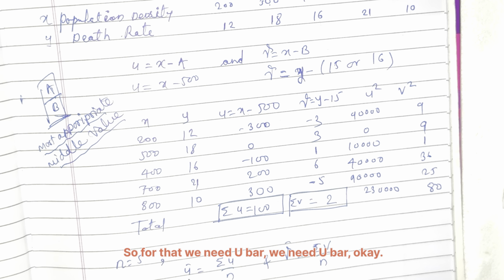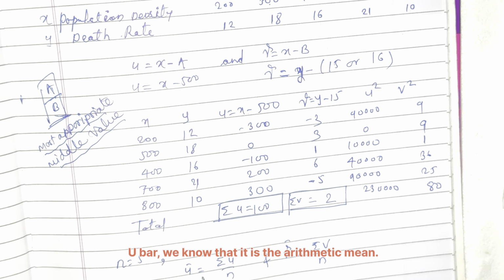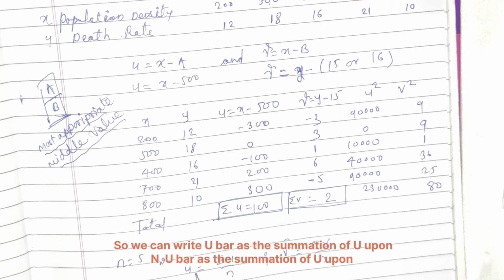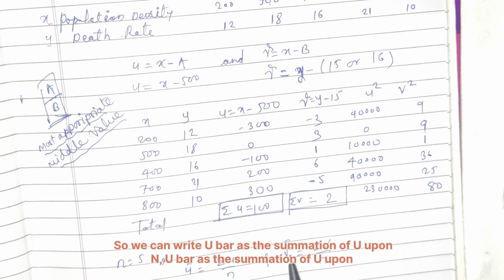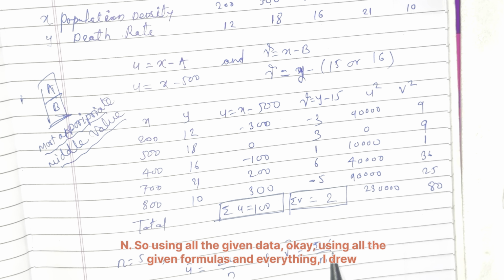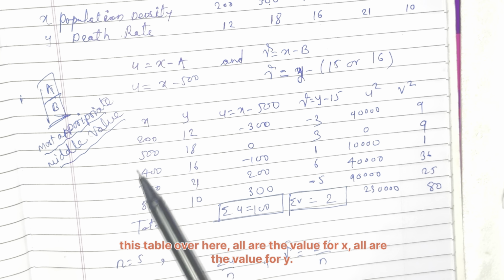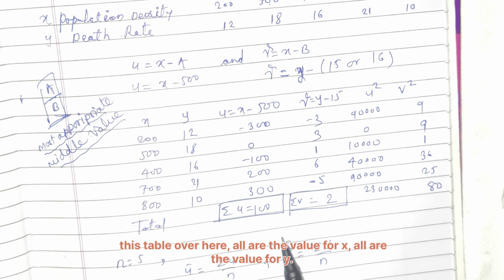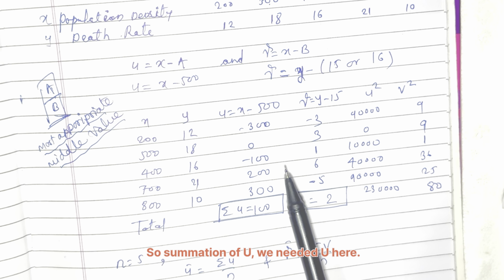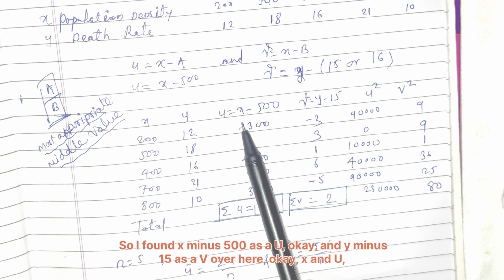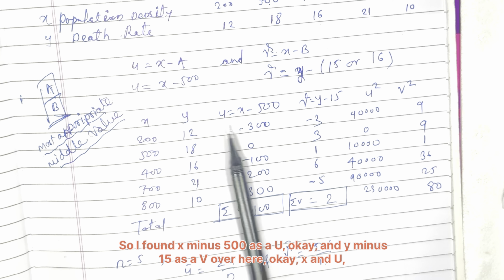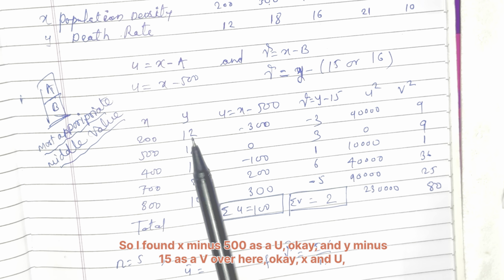For that we need u bar and v bar. u bar is the arithmetic mean, so we can write u bar as summation of u upon n, and v bar as summation of v upon n. Using all the given formulas, I drew this table over here. All are the values for x, all are the values for y. For summation of u, I found x minus 500 as u, and y minus 15 as v over here.